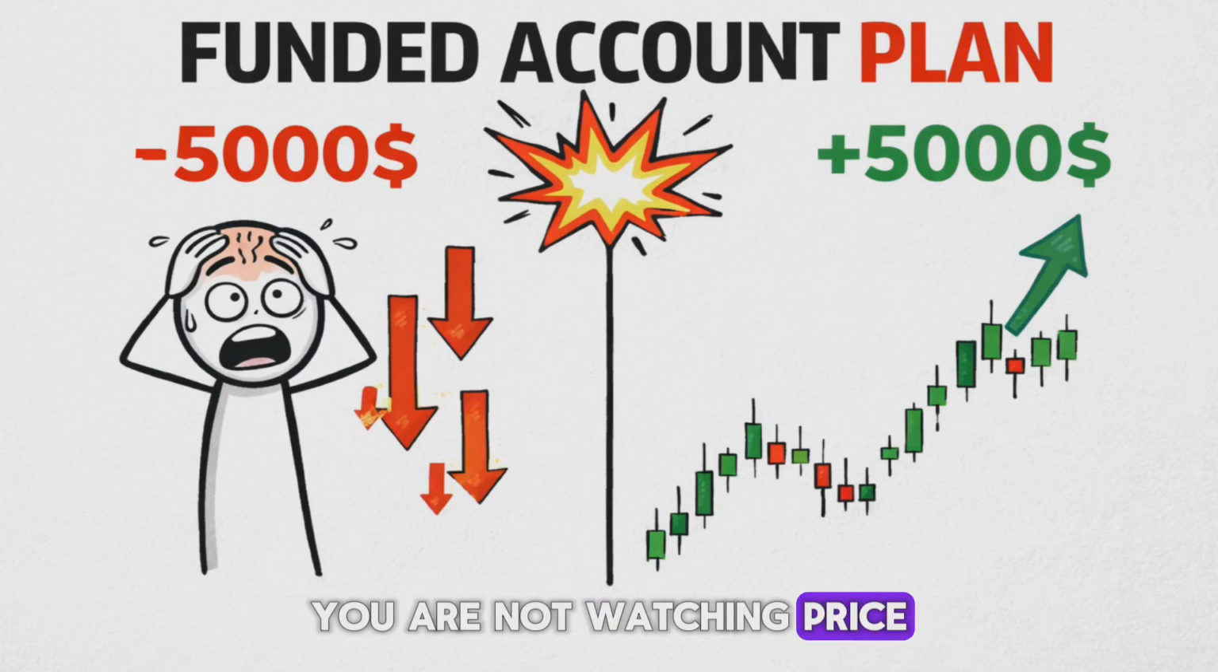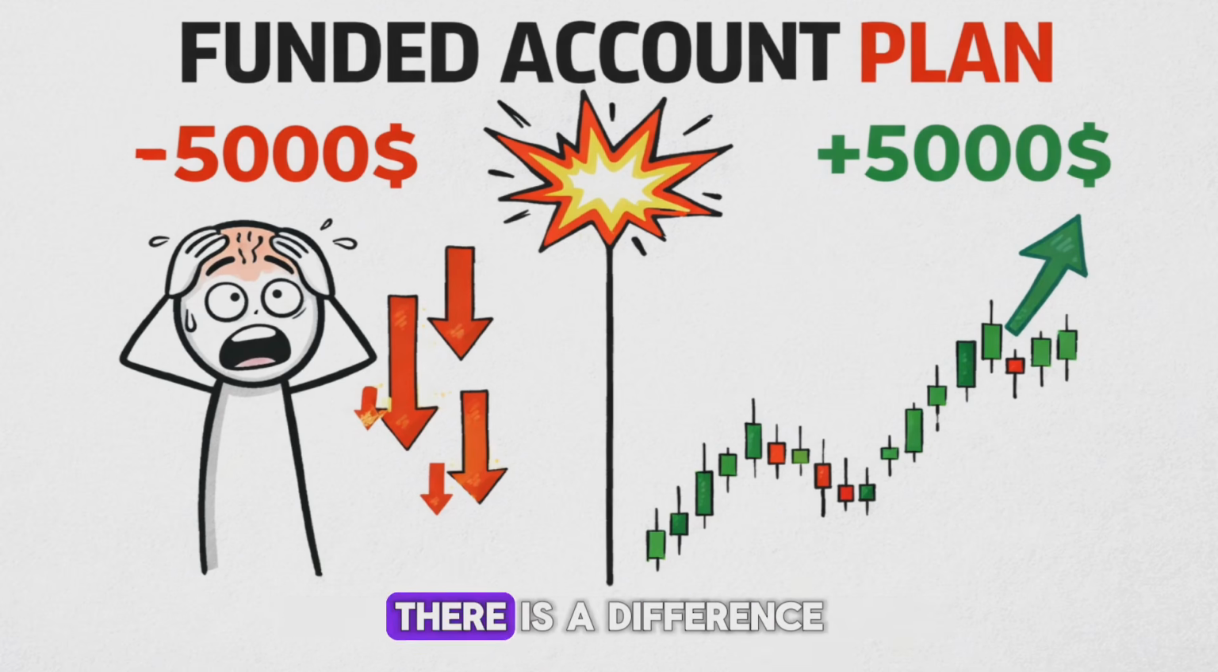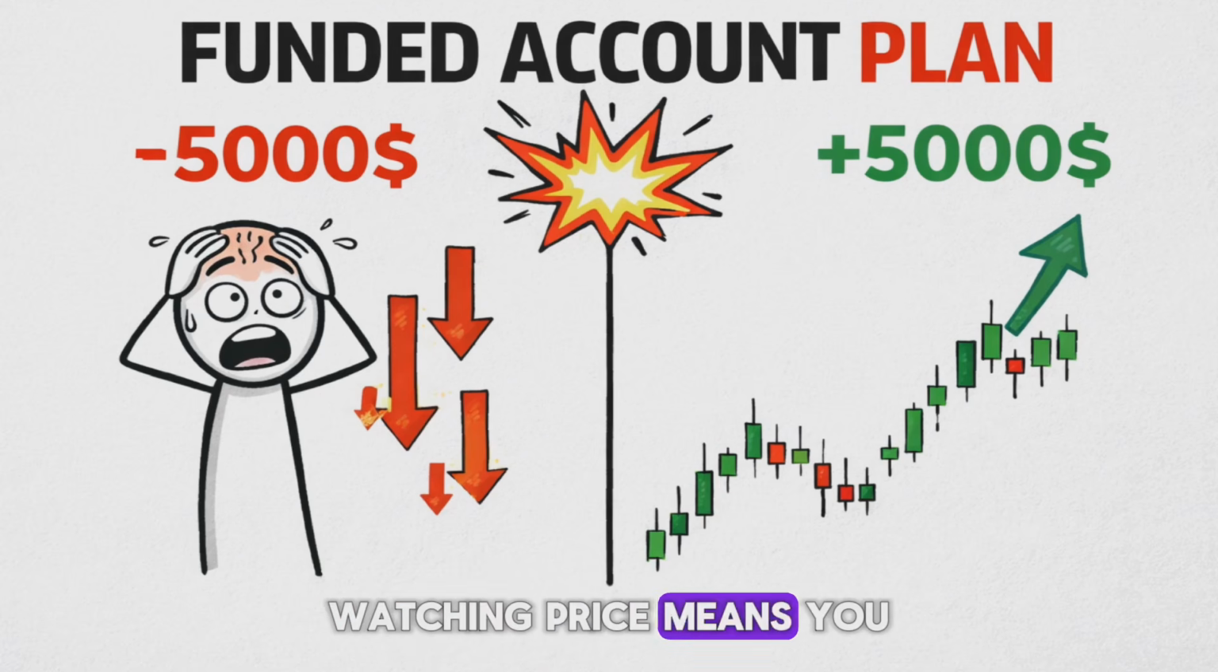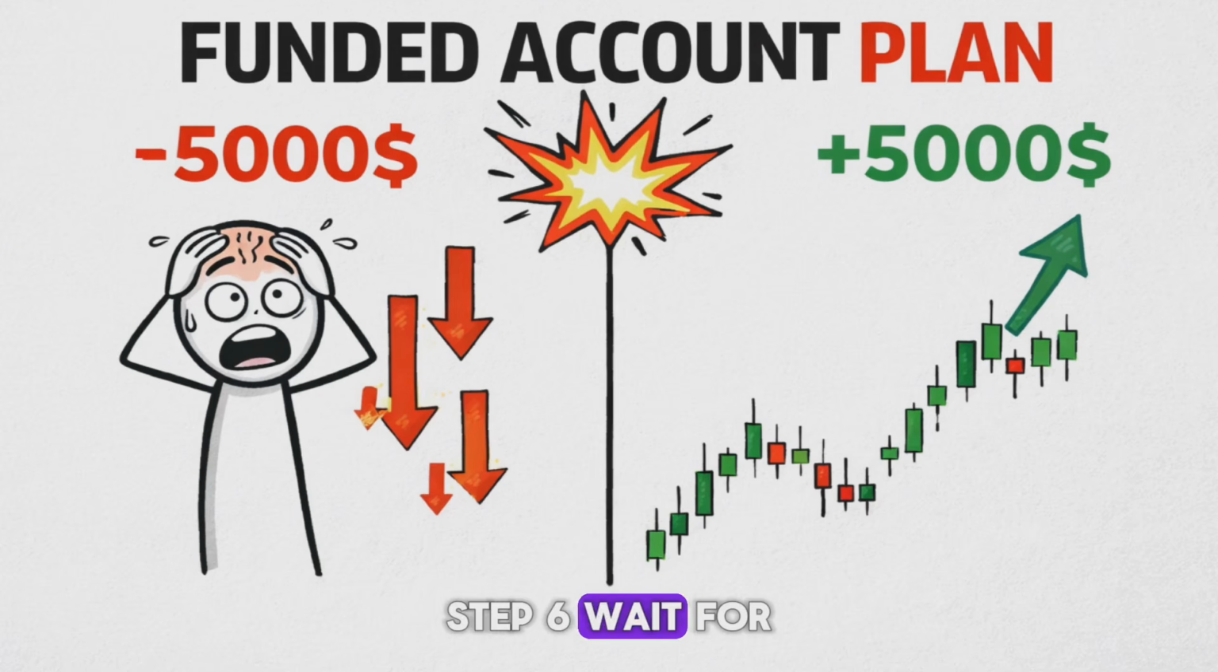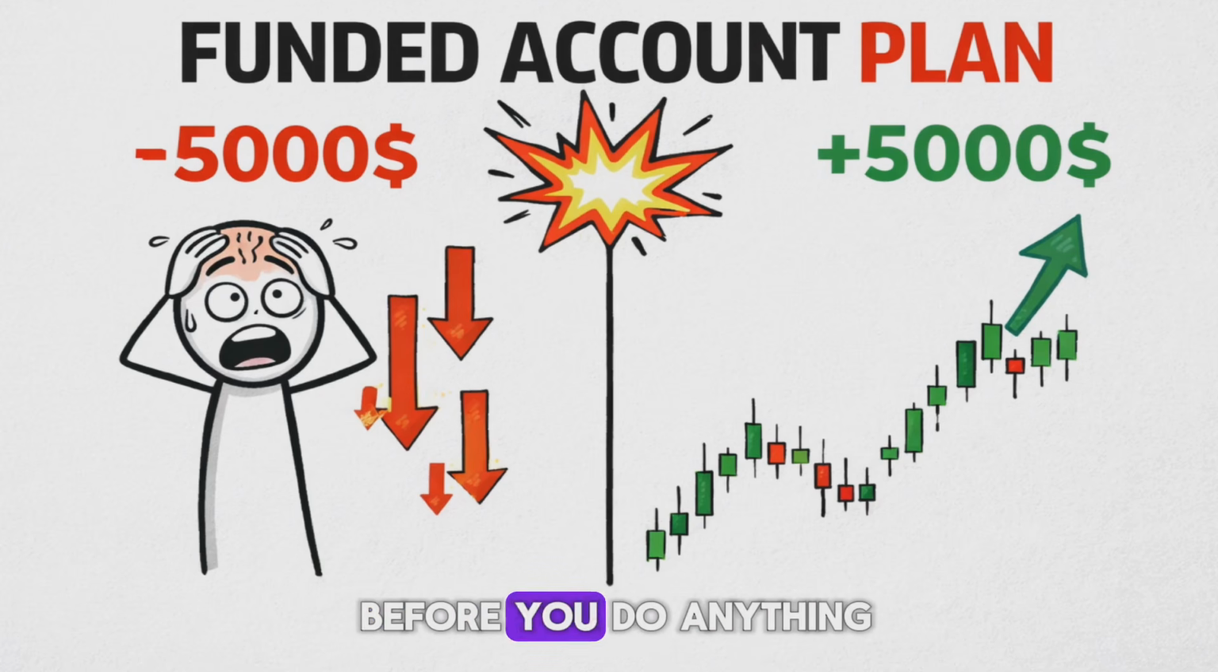You are not watching price. You are watching that level. There is a difference. Watching price means you react to every candle. Watching a level means you wait for price to come to you. Step 6. Wait for the Judas swing and let it complete before you do anything.